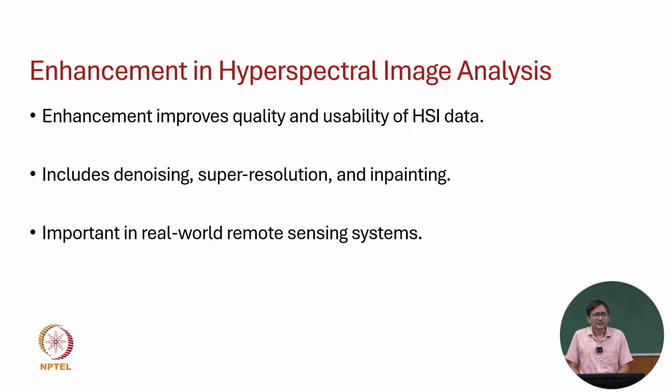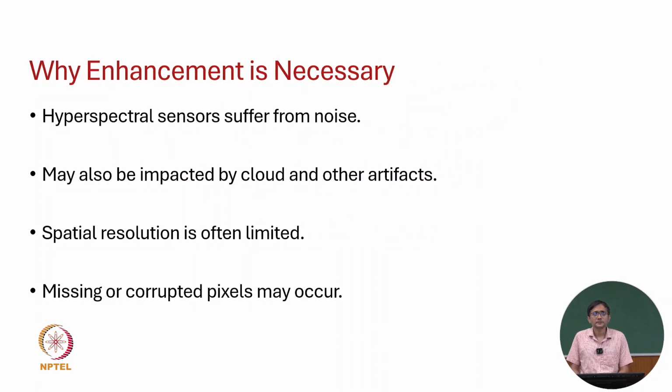Enhancement is quite important in real world remote sensing systems. Hyperspectral sensors often suffer from noise for different reasons. They may also be impacted by cloud and other artifacts. The spatial resolution of hyperspectral images is often quite limited. This is one reason we would probably like to apply some kind of super resolution. And then we can have missing pixels or corrupted pixels. So cloud could be one particular reason for these missing or corrupted pixels, right? However, there can be other reasons as well.